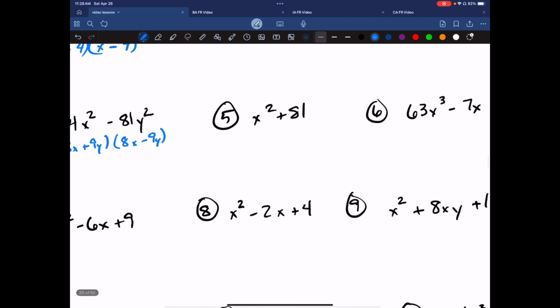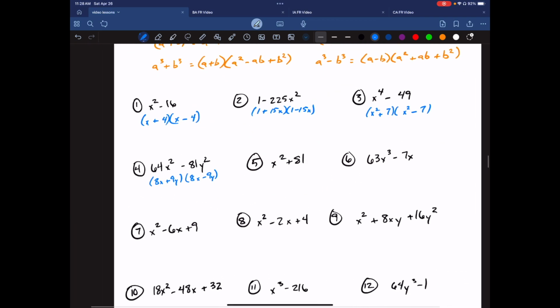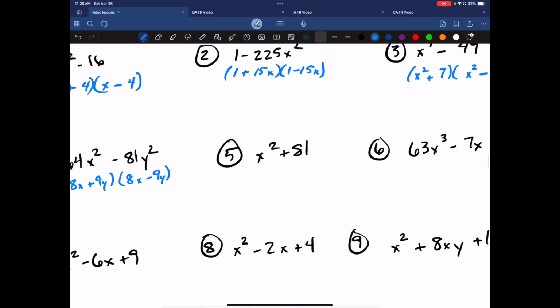Number 5, remember, this is a difference of two squares. Look at what we've done so far on 1 through 4. It's a difference of two perfect squares. On number 5, we have a perfect square in x squared, and we have a perfect square in 81. But it's not a difference, it's a sum. So this is prime. I can't factor this.